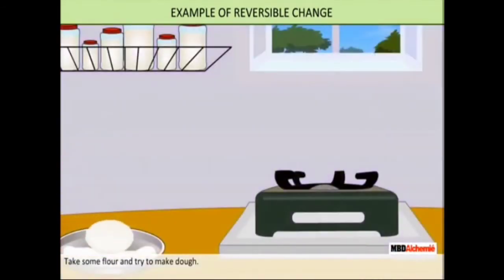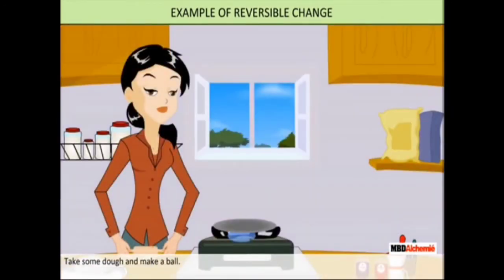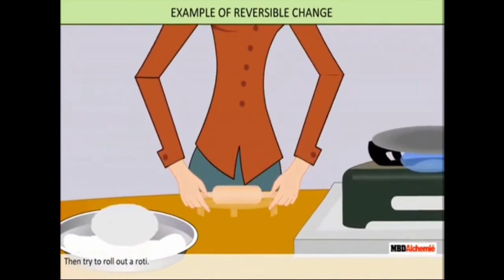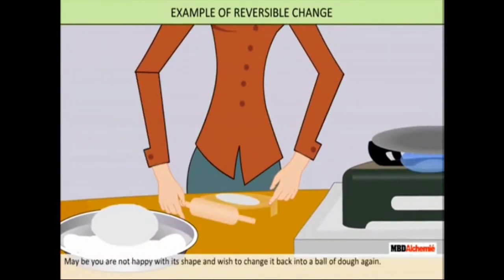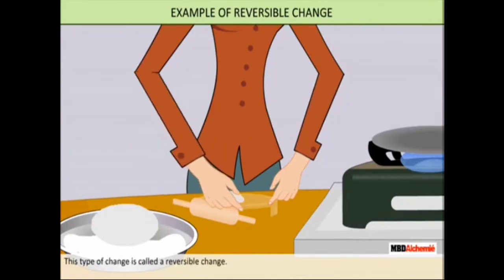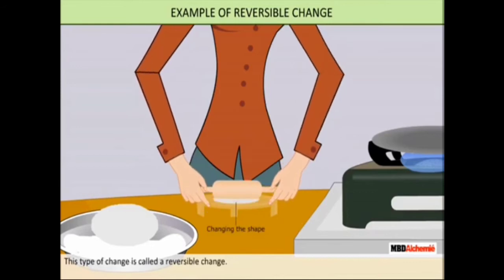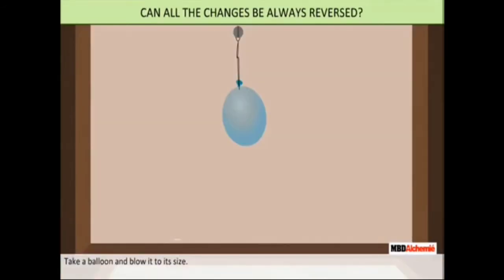Take some flour and try to make a dough. Take some dough and make a ball. Then try to roll out a roti. Maybe you are not happy with this shape and wish to change it back into a ball of dough again. This type of change is called reversible change.